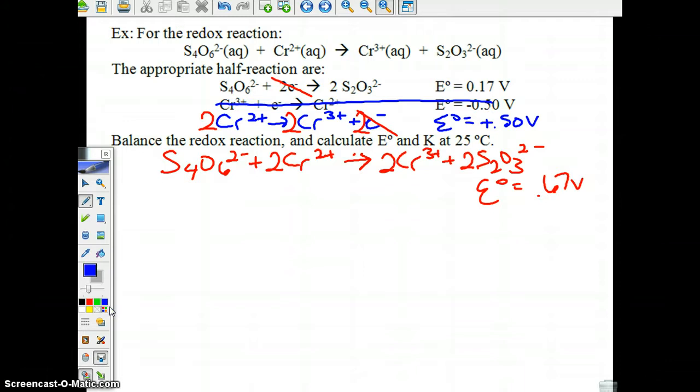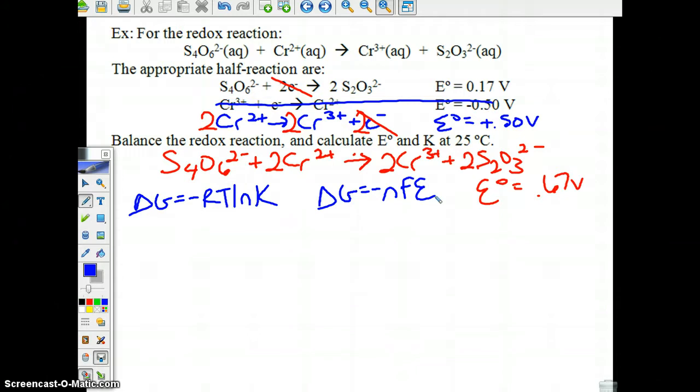All right, so now we want to find the equilibrium constant. What's the only equation we've learned so far that has equilibrium constant in it? Negative RT ln K. So we know that delta G equals negative RT ln K. We also just learned that delta G equals negative nFE. So now we can find the equilibrium constant, right? We can set them equal to each other? Yes. All right, let's set them equal to each other.